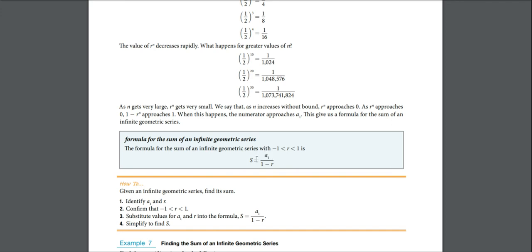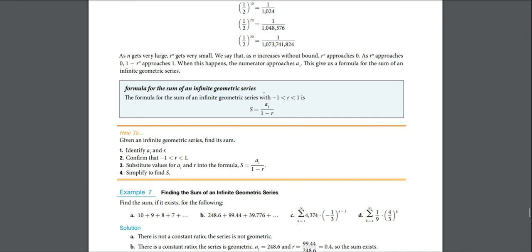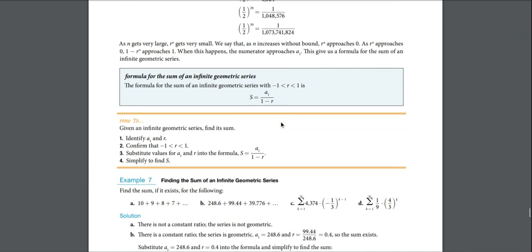This only works, remember, if r is between -1 and 1 and the series is geometric. If either of those things is not true, then we can't use this formula. This formula would give us a number, it would just be wrong. So both of those conditions have to be met before we can use this formula.